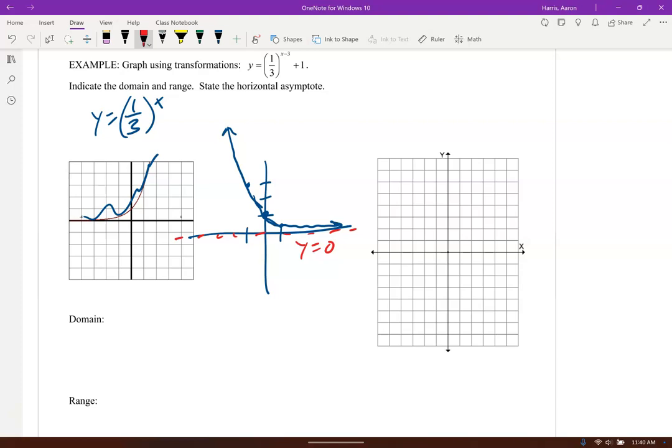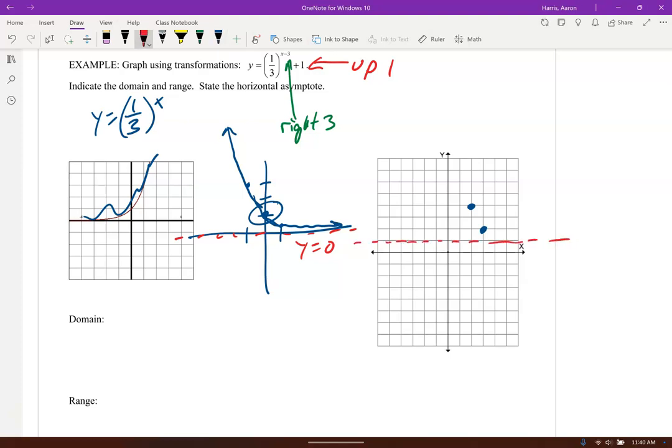But I'm going to use this as my parent function this time, and then what I'm going to do is move it right 3, and I'm going to move it up 1. So I'm going to take that point (0, 1) and go right 3 and up 1. There it is. I'm going to take the point (-1, 3) and go right 3 and up 1. I'm going to take that horizontal asymptote of y equals 0 and bump it up 1.